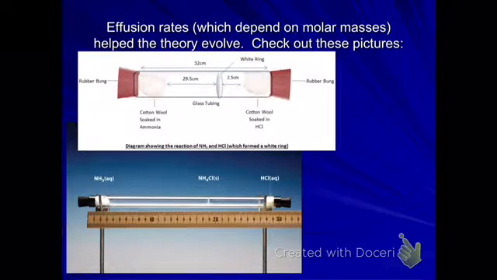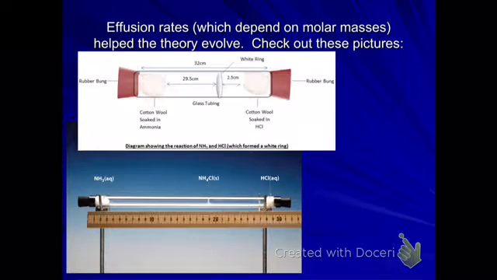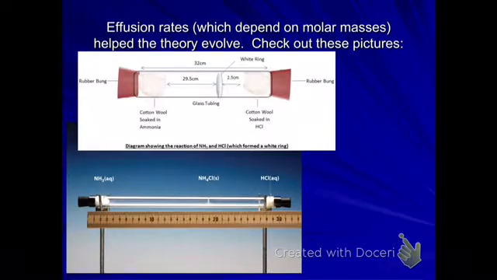The evolution of the acid-base theory from Bronsted-Lowry was actually inspired by this demonstration right here. One of the most famous demonstrations that led to the evolution of the thought of what ammonia actually is came from an experiment of effusion. On one end of this tube, there is ammonia, and on the other end, there is hydrochloric acid.